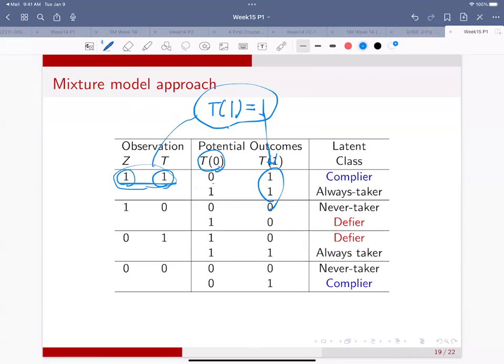So that means I have two possibilities. One is this one is 0. Another is this one is 1. If this is 0, that means this group is called complier. If this is 1 and this is also 1, then that is called always taker. Okay. The same thing here. So this one basically says that your T1 is 0. So that means it can be either never taker or defier.